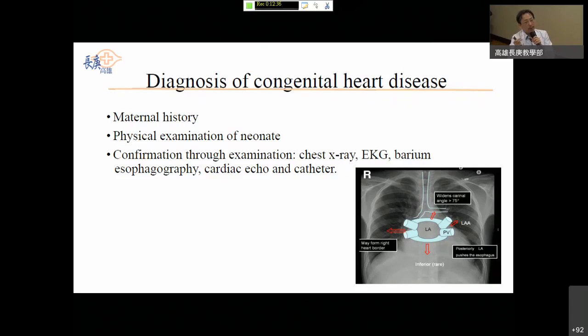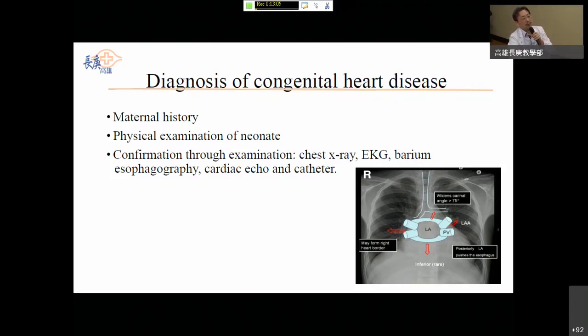It's like when you take your stethoscope, about 90% of newborns with congenital heart disease will present with a heart murmur, okay? It will present with a heart murmur. So a close physical examination is very important.